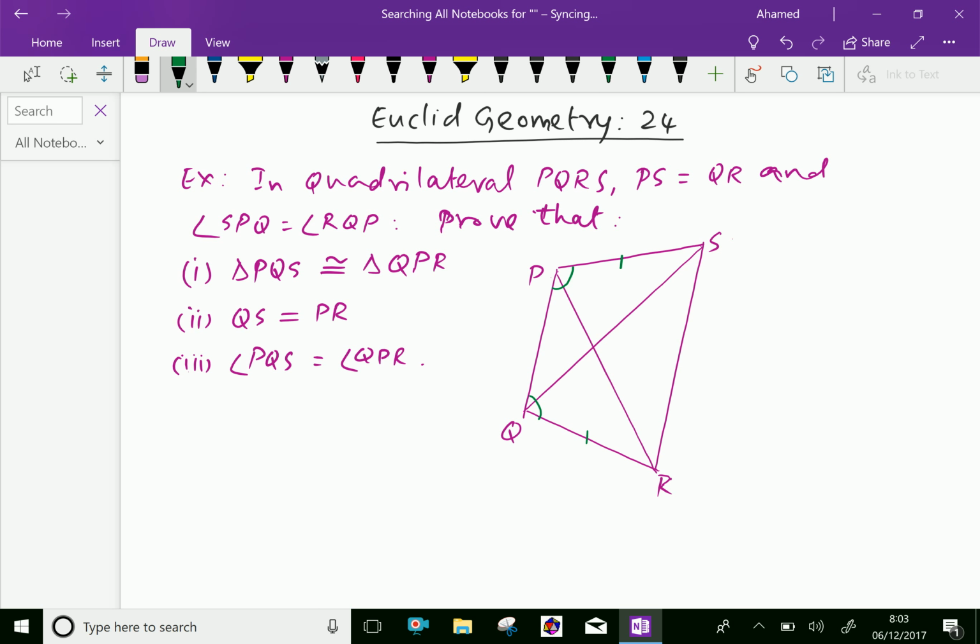Then prove that, first, triangle PQS is congruent to triangle QPR. The second one, side QS equals PR. Then the third one, angle PQS equals angle QPR. Let us start the proof now.